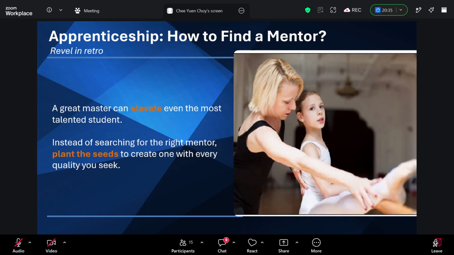Instead of searching for the right mentor, plant the seed to create one with every quality that you want. So we don't find a mentor, right? In this system, we don't find a mentor, we plant the mentor. And how to plant the mentor? Josephine, how to plant the mentor? Using what method?